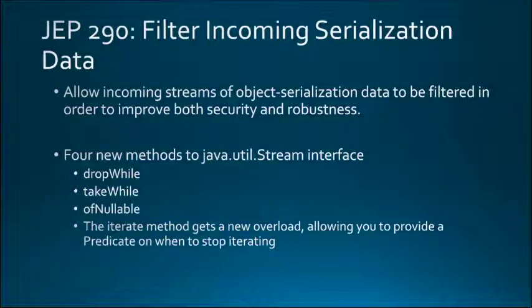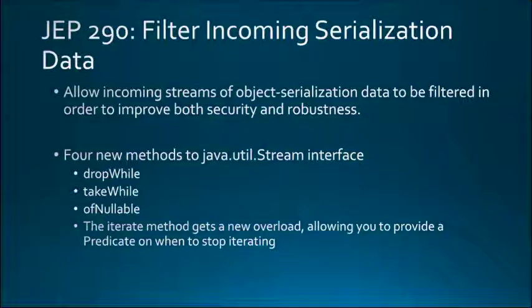Filter incoming serialization of data. So this is leading us to the new stream interface. This allows incoming streams of object serialization data to be filtered in order to improve both security and robustness. So we kind of needed this since everything's going to Netflix, some of the other streaming ones, you've got YouTube, Hulu. So if you want to stream a lot of information or stream a lot of video data, they needed to improve the robustness of the serialization class.